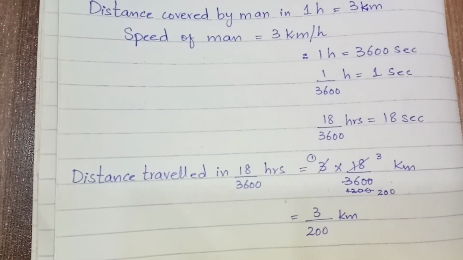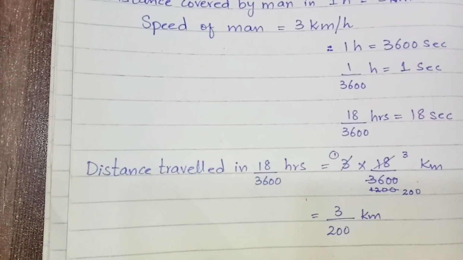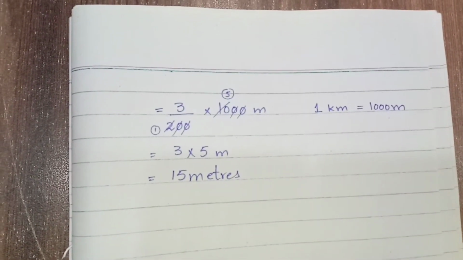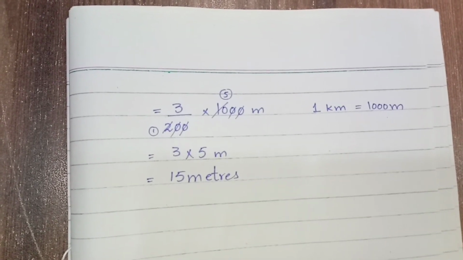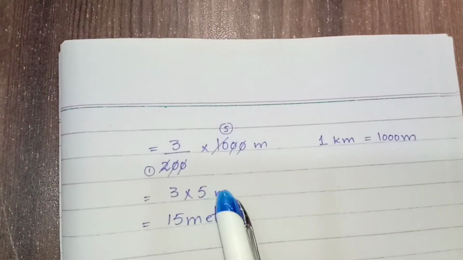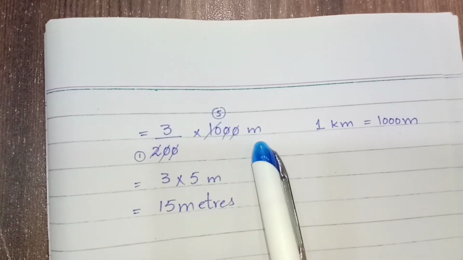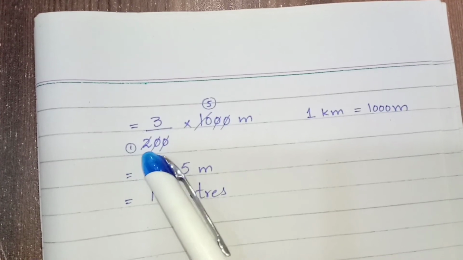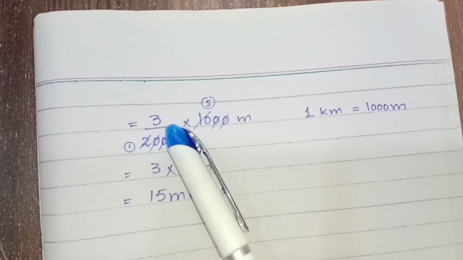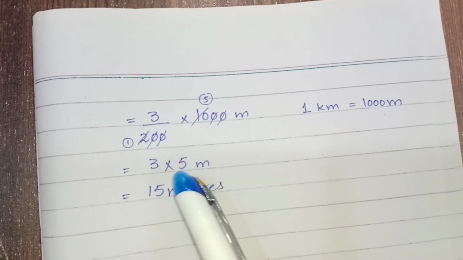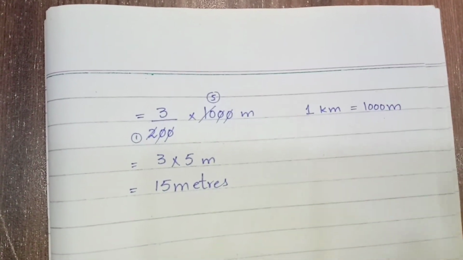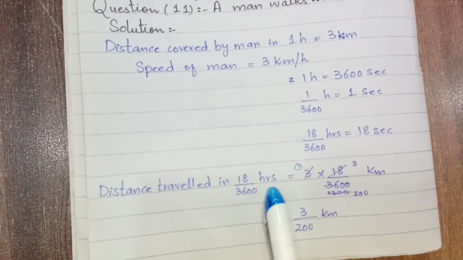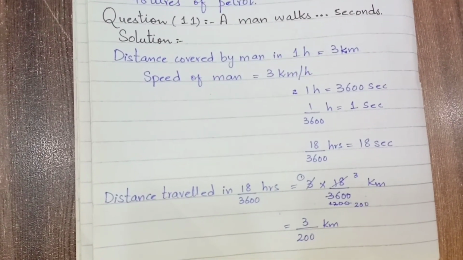So students, this distance is in kilometers. Now we have to find this distance in meters. As we know that 1 kilometer is equal to 1000 meters, so 3 over 200 multiplied by 1000 to convert into meters. 00 will be cancelled out with these 2 zeros. And on the table of 2, 2 1s are 2 and 2 5s are 10. We get 3 multiplied by 5 meters, that is equal to 15 meters. So 15 meters is the distance that it traveled in 18 over 3600 hours. It means 18 seconds.